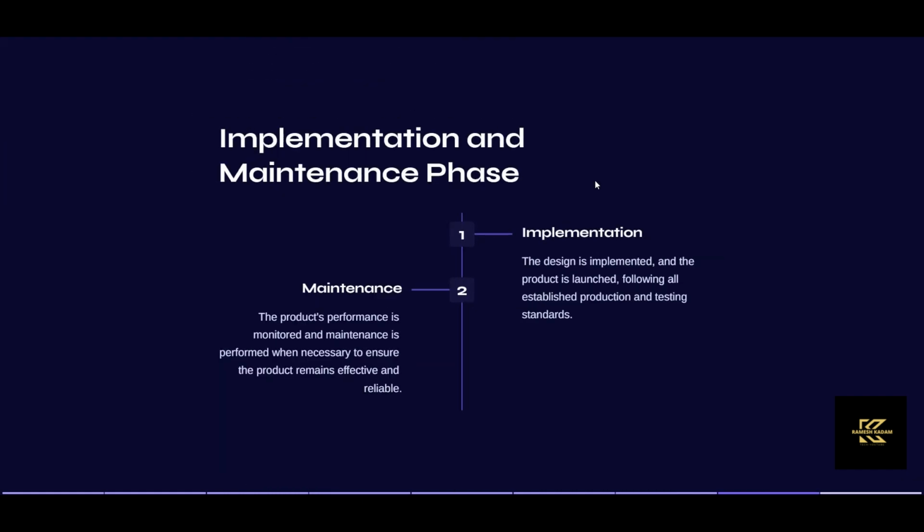Implementation and maintenance phase. The design is implemented and the product is launched following all established production and testing standards. Maintenance. The product's performance is monitored and maintenance is performed when necessary to ensure the product remains effective and reliable.